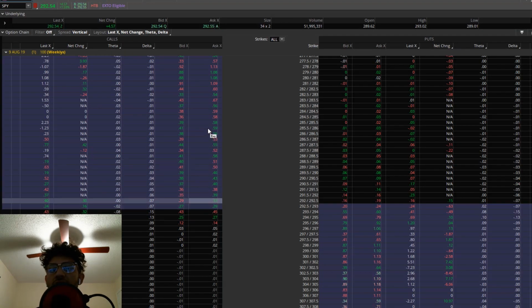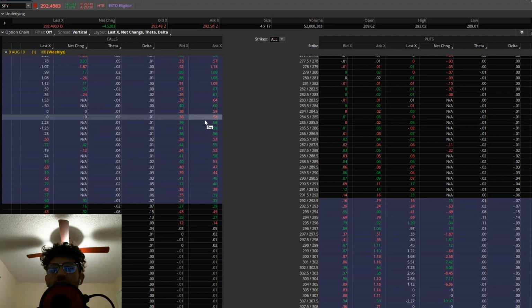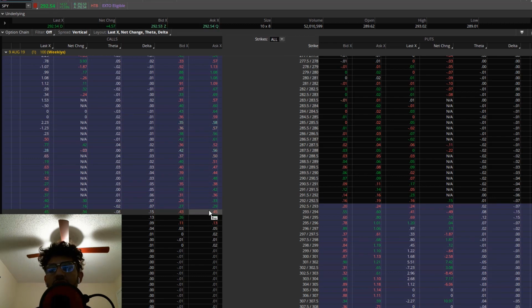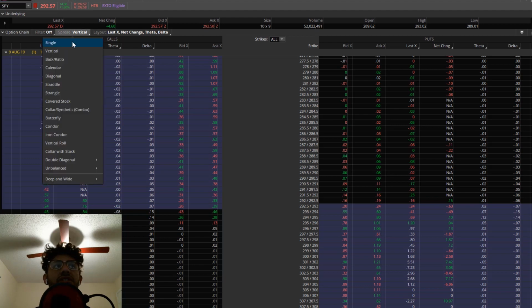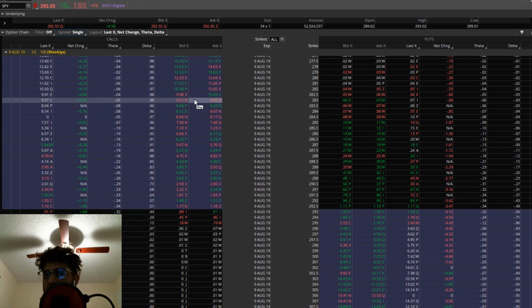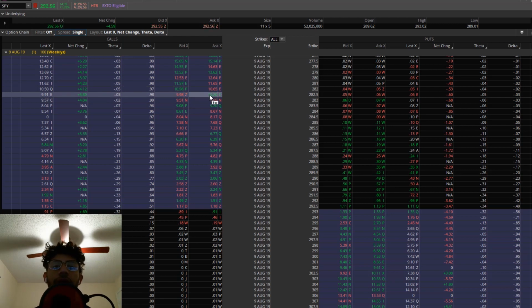So I could buy a contract in the money or out of the money. Now in the money, you're going to have less theta killing your position. However, if you go out of the money, the more the stock moves, the more you're going to make, but it is riskier because it expires. Next, make sure you have your spread set to single, because these are single leg options. They're not verticals. We're not doing credit spreads or debit spreads. These are just single leg options.